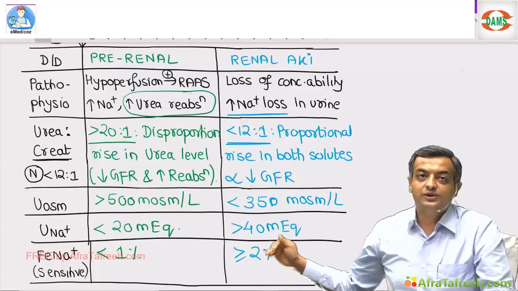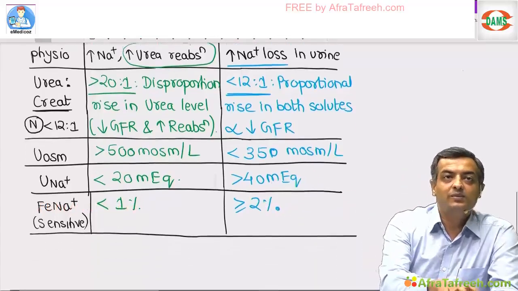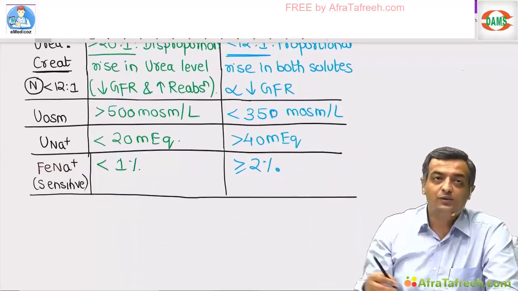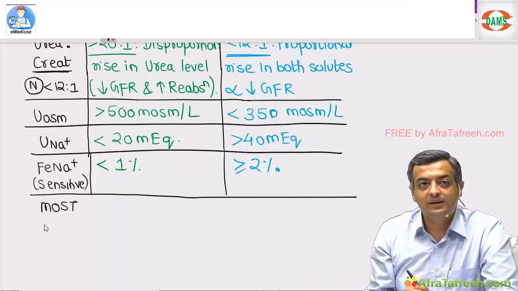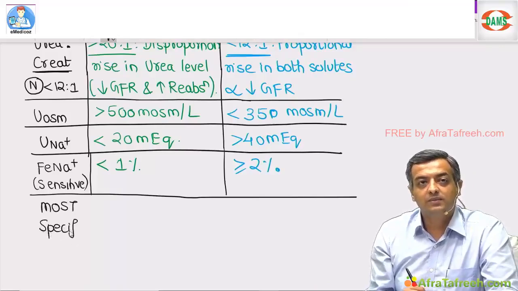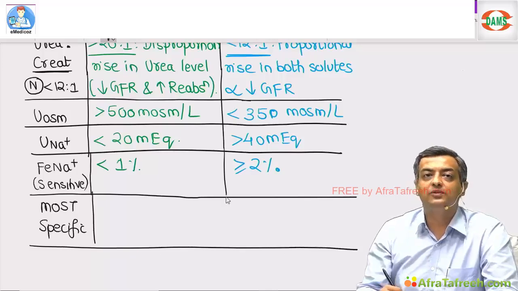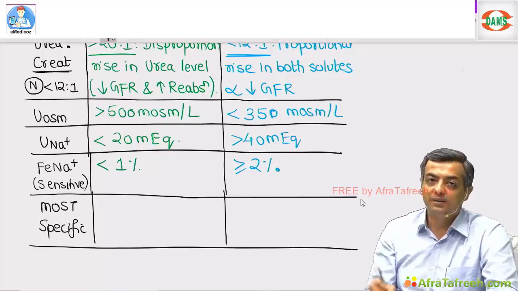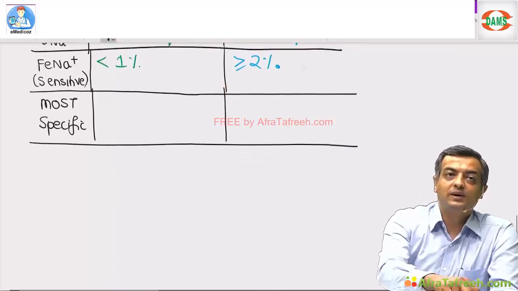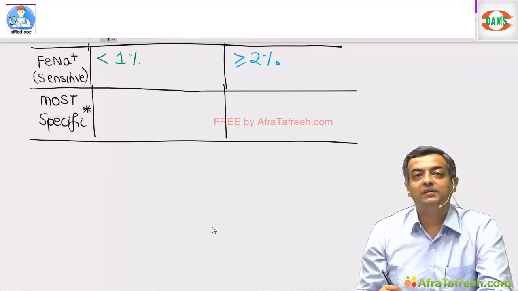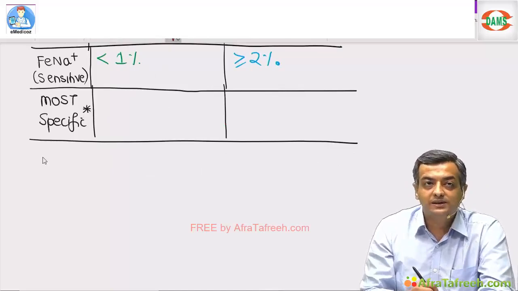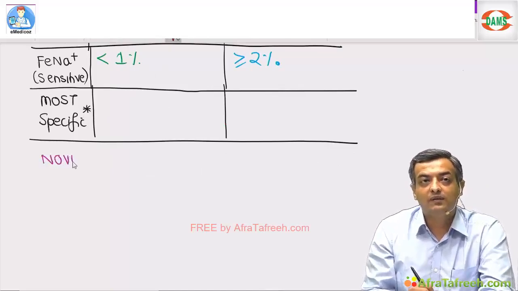So FeNA is most sensitive but not the most specific. So MCQ wants to know what is the most specific parameter. What is the most specific parameter to differentiate between the two? सेंसिटिव तो ठीक है, बट मुझे एक्यूरेसी भी तो चाहिए. What is the most specific parameter to differentiate between the two? So the answer lies in, there are a few novel markers of AKI.